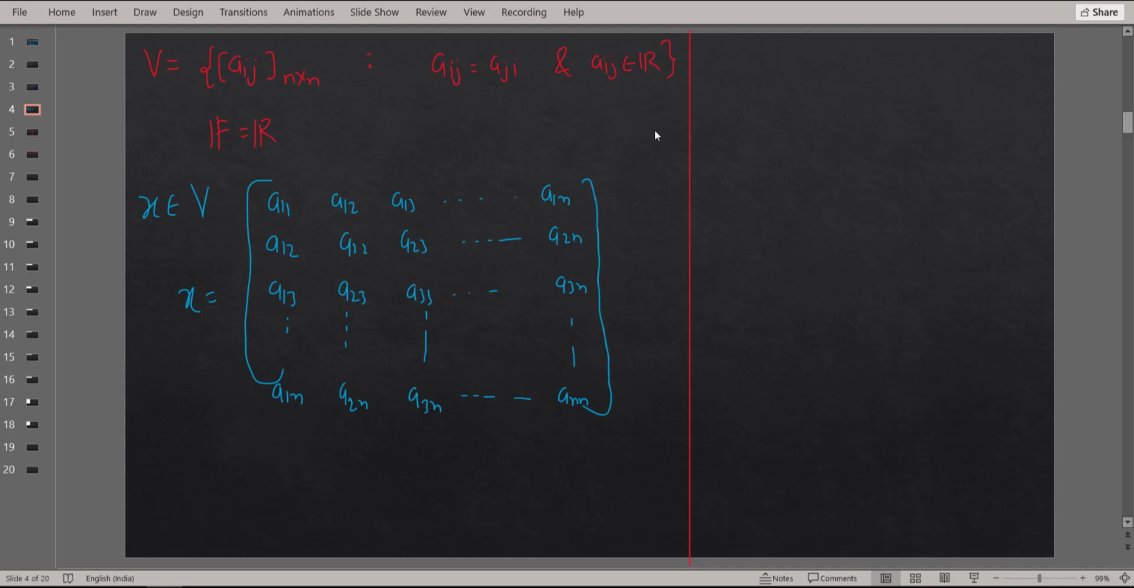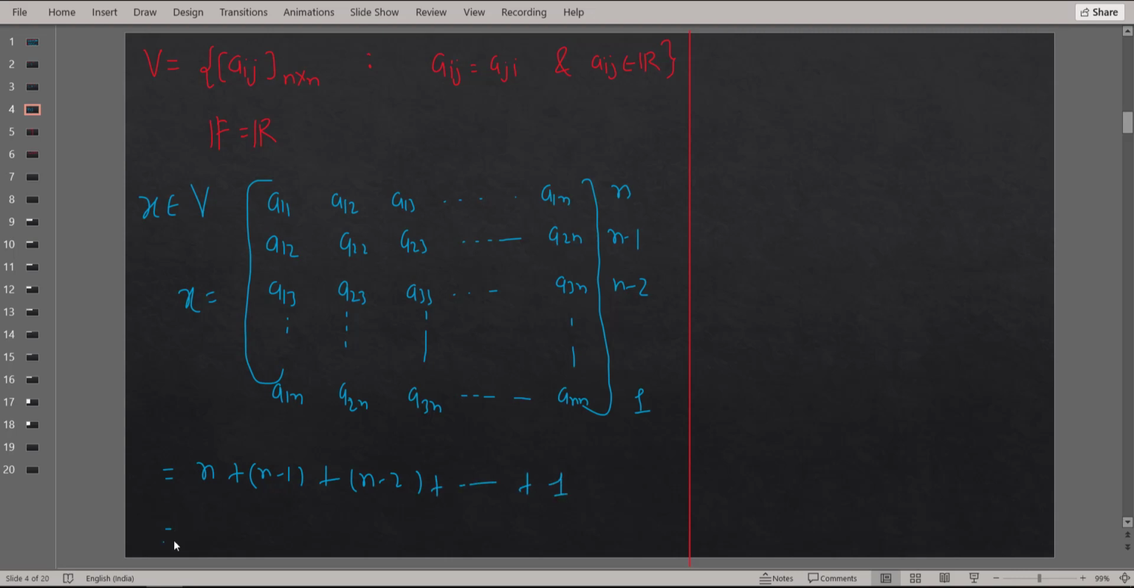All come from real numbers and the field is real numbers. So we will count the number of unknowns. Here the number of unknowns is n. Here the number of unknowns is n minus 1. Here the number of unknowns is n minus 2. Here the number of unknowns is only one, ann, that is 1, because we have already counted a1n and a2n. So the total number of unknowns is n plus n minus 1 plus n minus 2 plus so on plus 1.